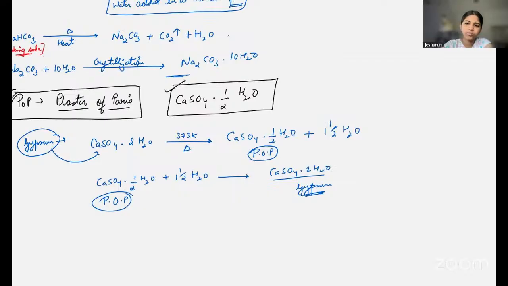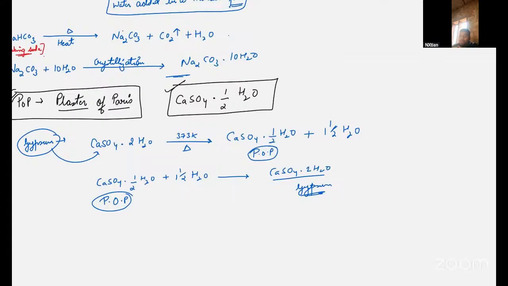So, what exactly do you do to the POP to get it into gypsum? With POP, we will simply add water into it. The hard thing which is on the ceiling is basically now gypsum, it's not POP. And when you burn it at 373 Kelvin, it will become POP again. So it's a reverse cycle: gypsum burning gives POP, POP adding water gives gypsum.